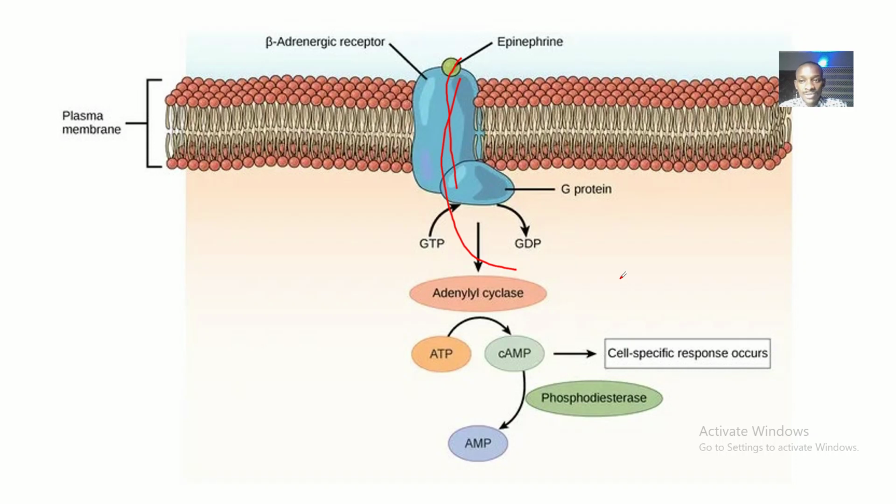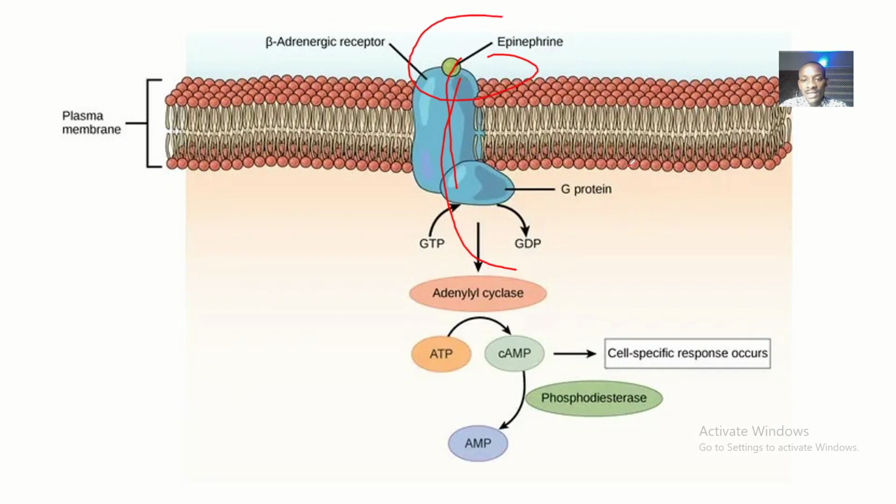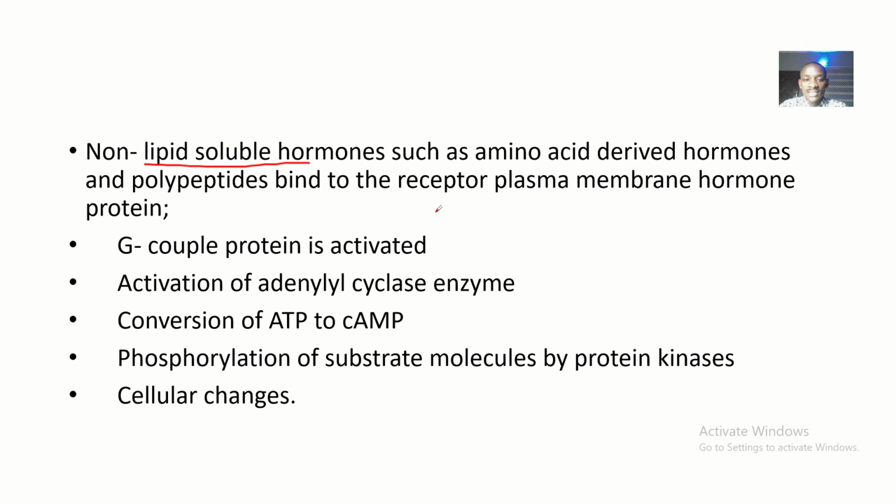Now, this is non-lipid soluble, that should be water soluble hormones. So let's talk about it, guys. Non-lipid soluble hormones such as amino acid derived hormones and polypeptides bind to the plasma membrane receptor protein. When they bind to the membrane, the G coupled protein is activated. That's the first step. I'm going to skip because we spoke about this when we were talking about hormone physiology, where we spoke about the mechanism of action of water soluble and lipid soluble hormones. If you want to watch that video, just get me up.